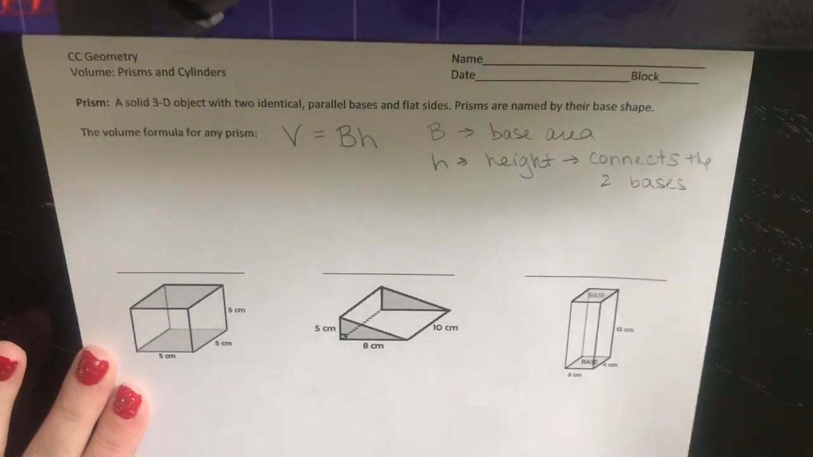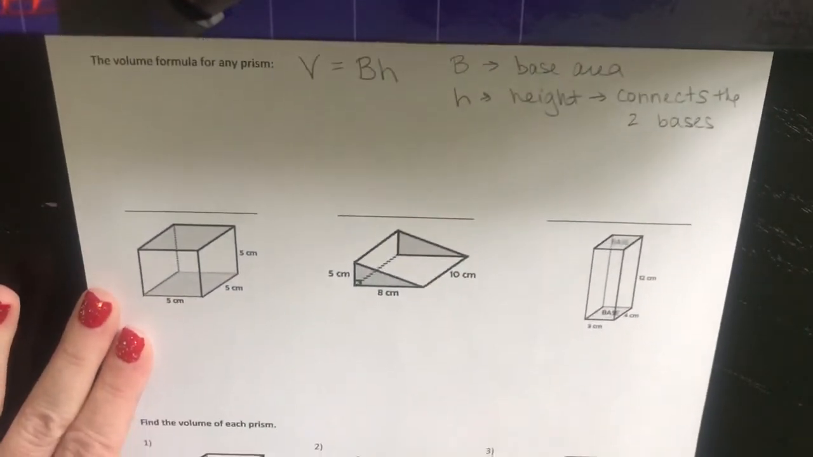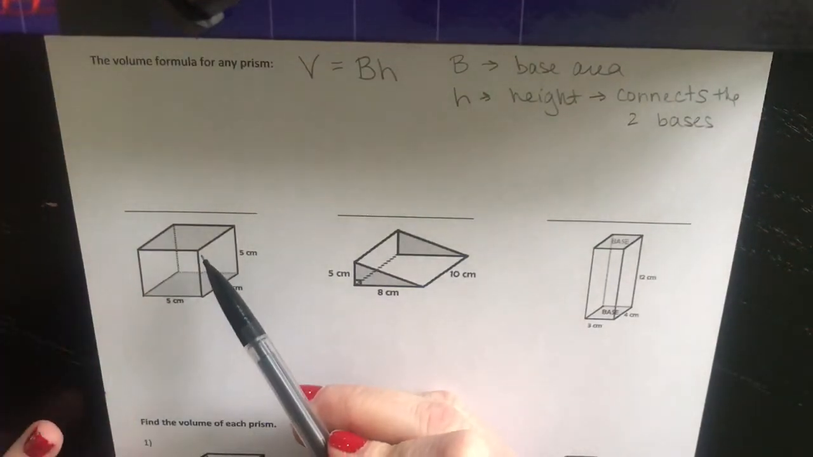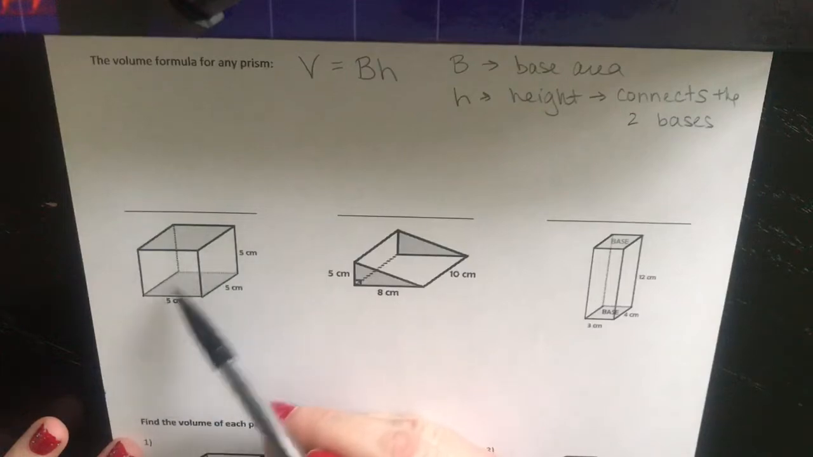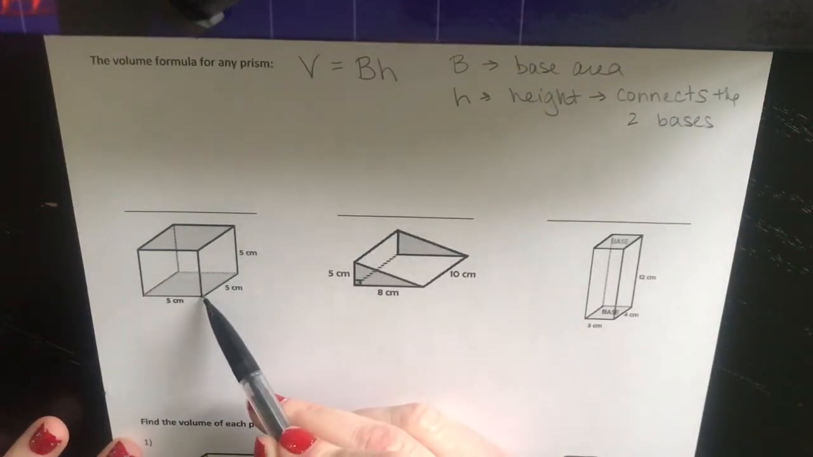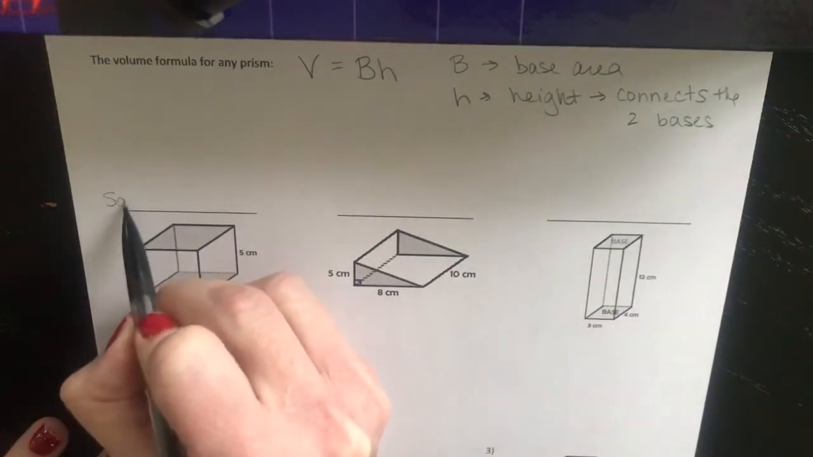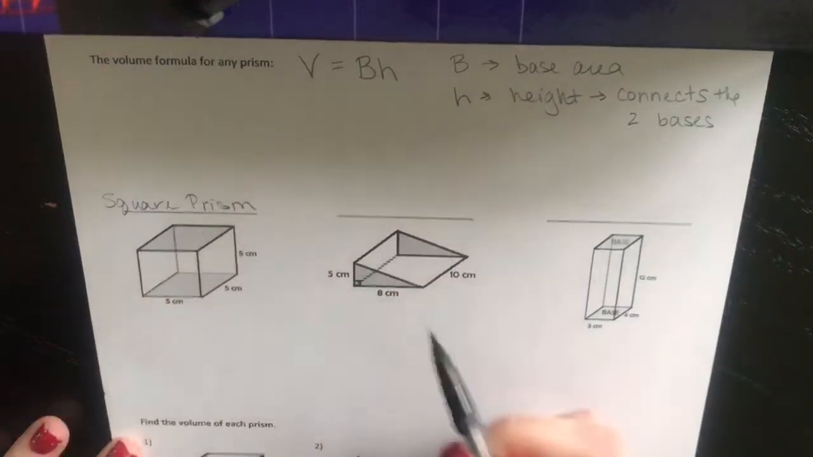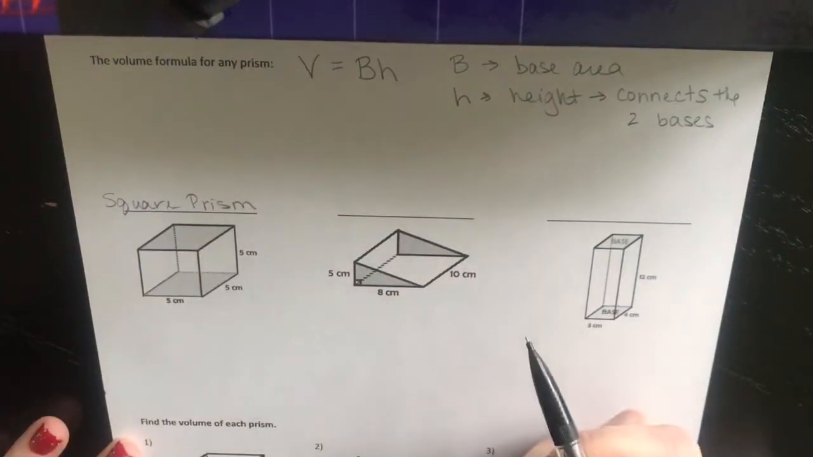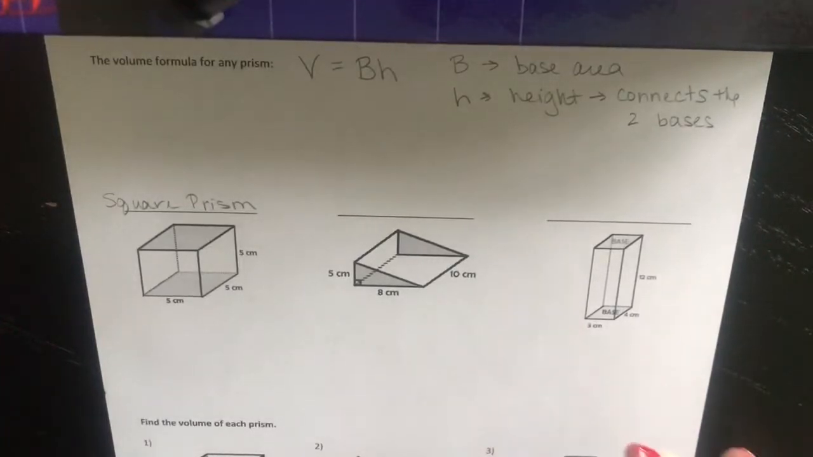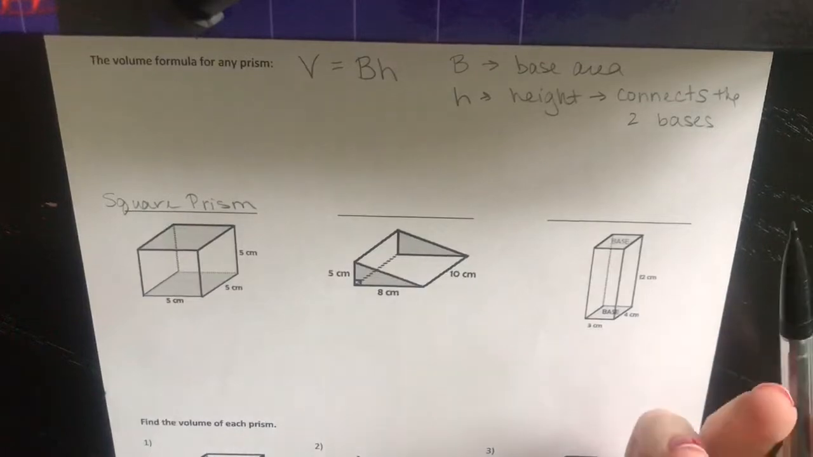So here are some prisms, and remember they're named by their base shape. The base is what it sits on, the bottom. According to this picture, this is the base on the bottom, and you notice it's a 5 by 5, which is a square. So we call this a square prism. I shouldn't say the base is what it sits on, because it doesn't necessarily need to sit on the base, but the bases have to be parallel to each other.